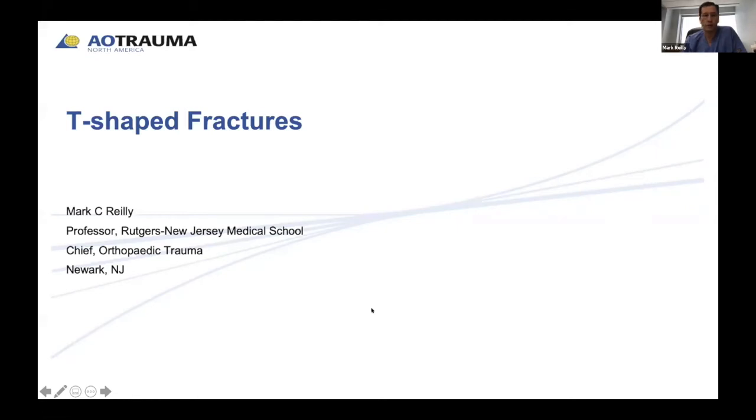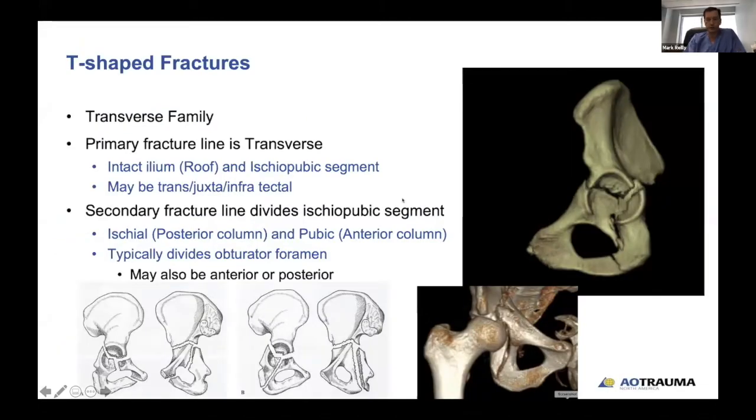Okay, so we're going to move on now to the last of the three fractures in the transverse family. And as we've seen, the T-shaped fracture is part of the transverse family where the primary fracture line is the transverse fracture. And so the transverse fracture will separate the acetabulum into an intact ilium component, or a roof component, if you wish to think about it that way, and the lower component, which is the ischiopubic segment.